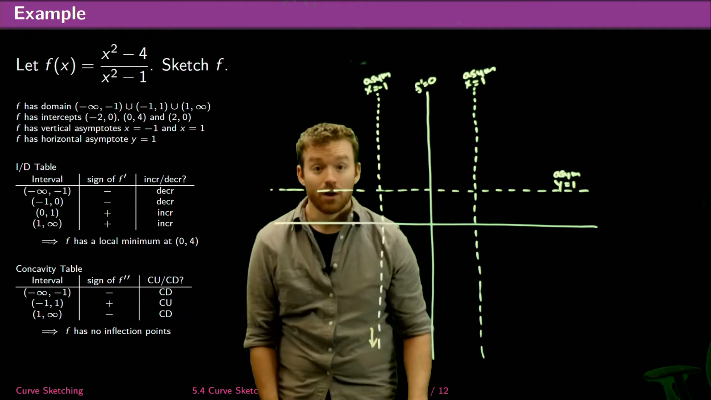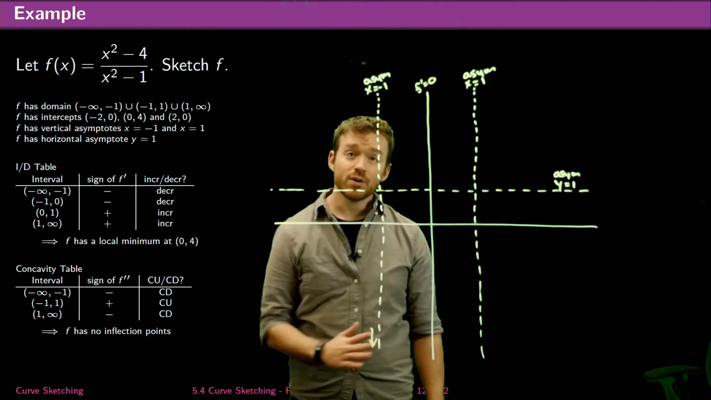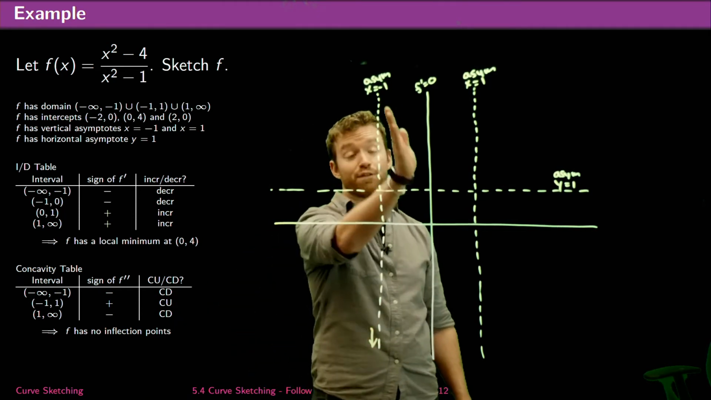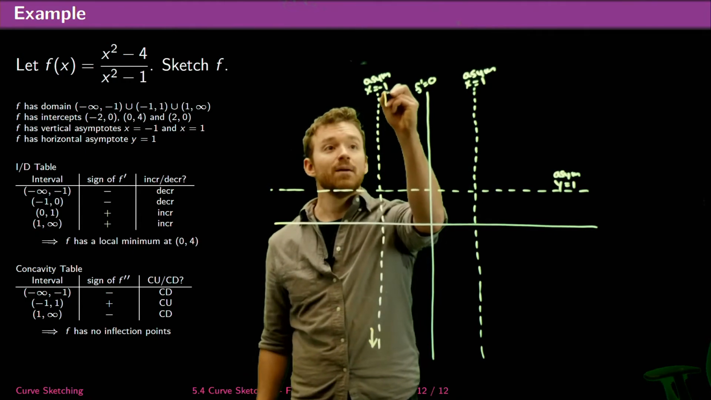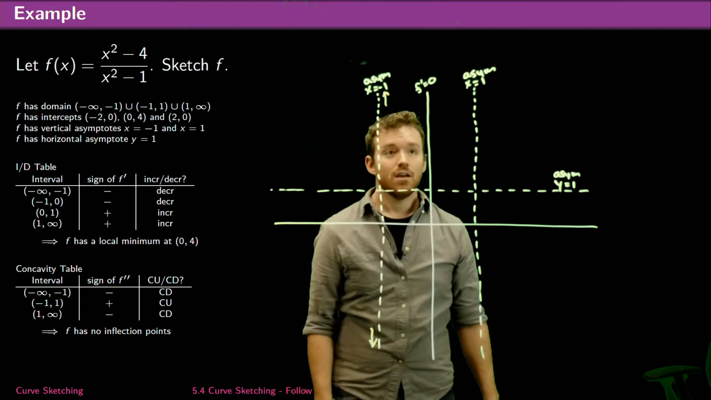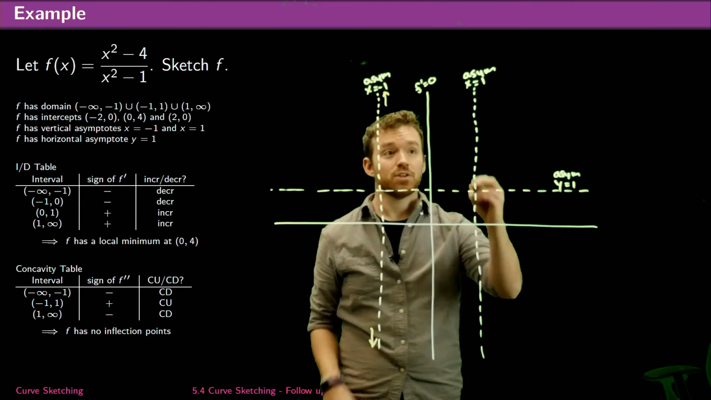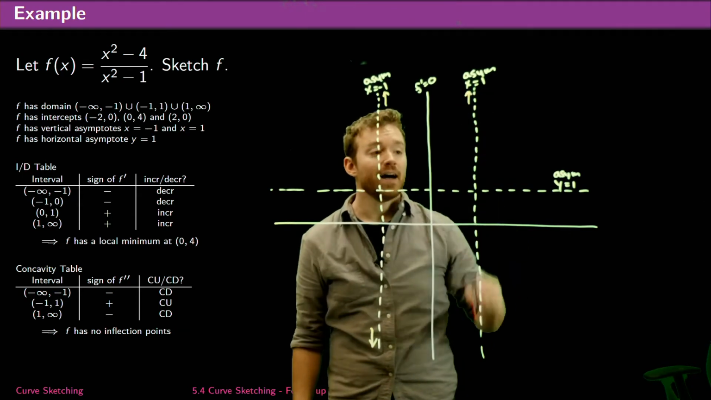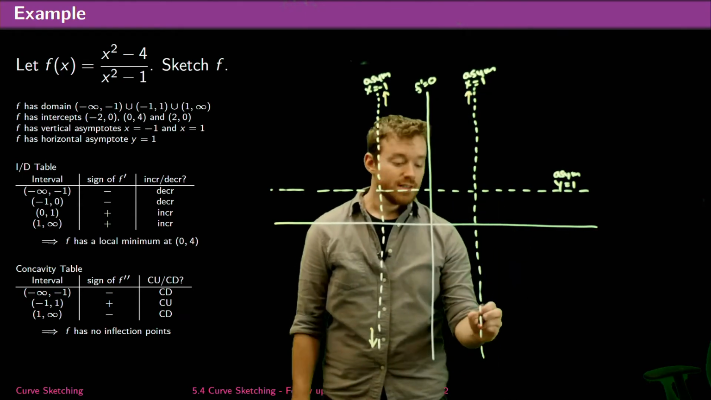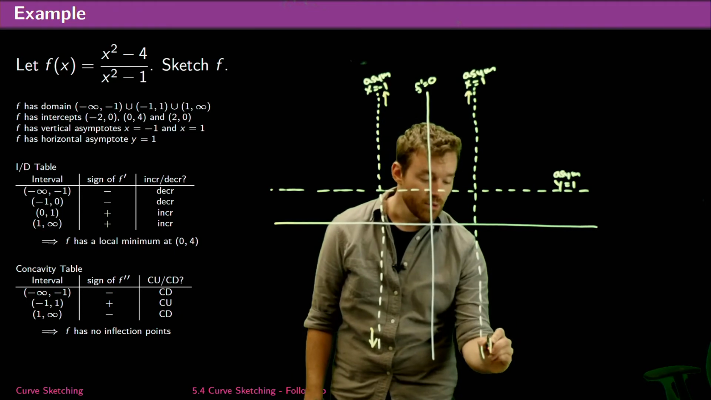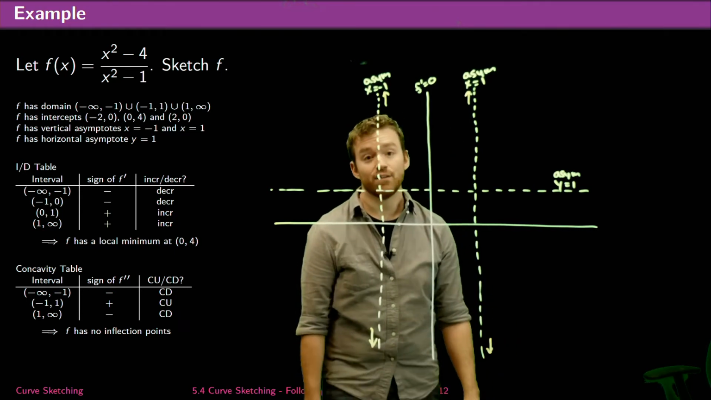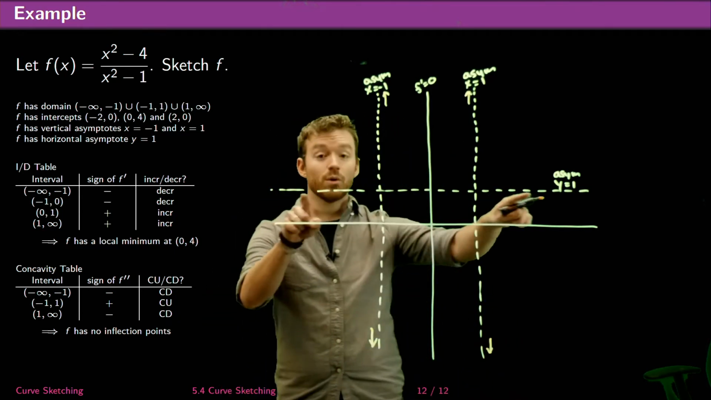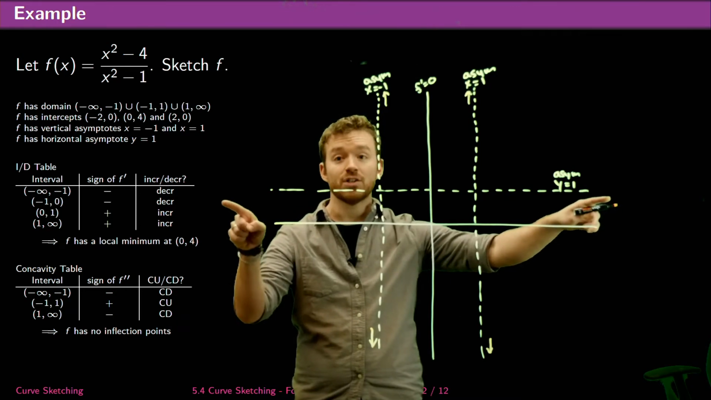So I must be going down. I'm decreasing again after that. I'm decreasing from the asymptote, which means I must be coming from +infinity. Here I'm increasing to the asymptote. I must be going up to +infinity. And here I'm increasing again from the asymptote, and so I must be going from negative infinity. As for the horizontal asymptote, I can use the same information.